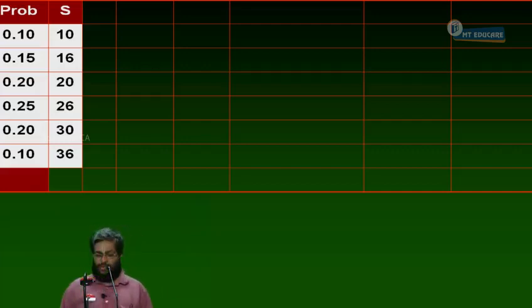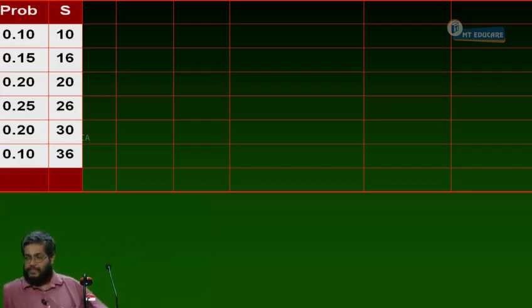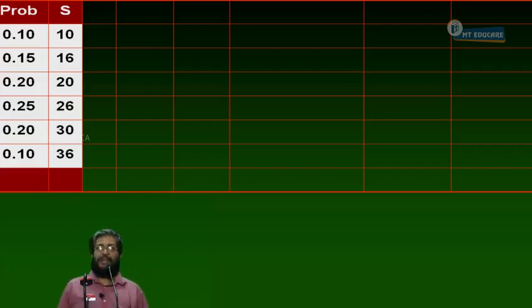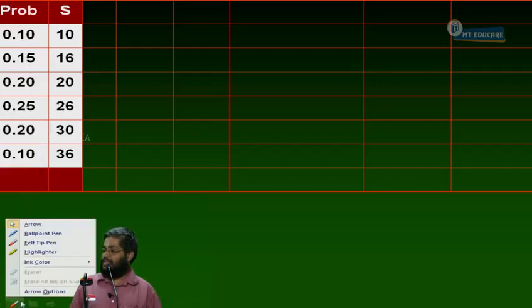Now S bar is equal to, let's do it together. Tell me what into what? 0.10 into 10 plus, write along with me, 0.15 into 16 plus 0.20 into 20 plus 0.25 into 26 plus 0.20 into 30 plus 0.10 into 36.